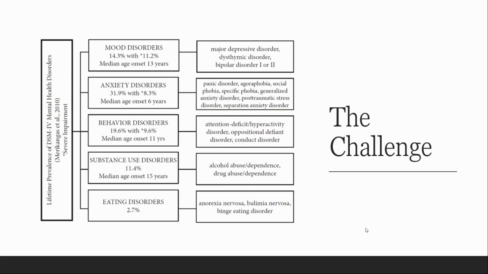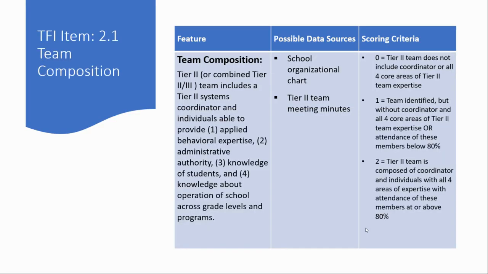Implementing a PBIS framework can ensure that children who need additional support are identified and have access to effective interventions. Throughout this training, we will discuss ways to integrate mental health supports within that Tier 2 PBIS framework. So let's go ahead and jump into the items.